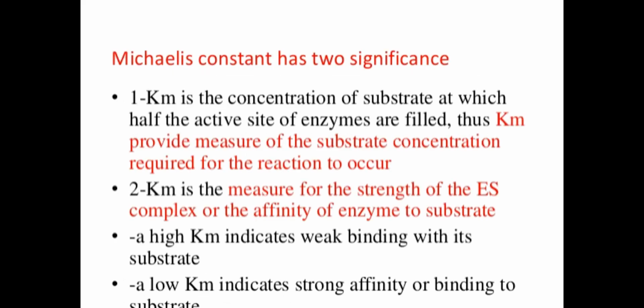The Michaelis constant has two significances. The Km. What is Km? Km is the concentration of substrate at which half the active sites of the enzyme are filled. Thus, Km provides a measure of the substrate concentration required for the reaction to occur. A higher Km indicates weak binding with its substrate, a lower Km indicates strong binding to a substrate.